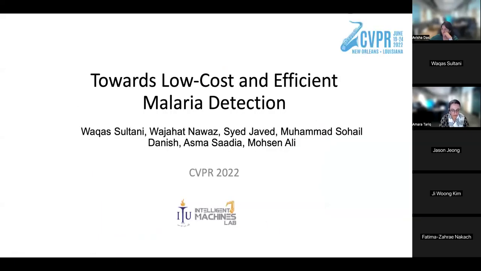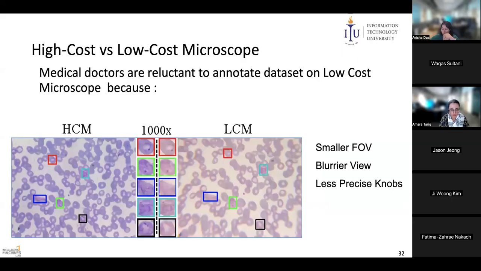So this was the work that I'm going to summarize in a few minutes, which got published in CVPR 2022. So here is the thing. On the left you can see the images which were captured by the high quality microscope, and on the right you can see the images captured by the low quality microscope. In between you can see the cells which are captured from the dome microscope. The low quality microscope has a smaller field of view. It has a blurry view as well, and the knobs are not very good. So the doctors are not comfortable with the low quality microscope because it is not good quality.